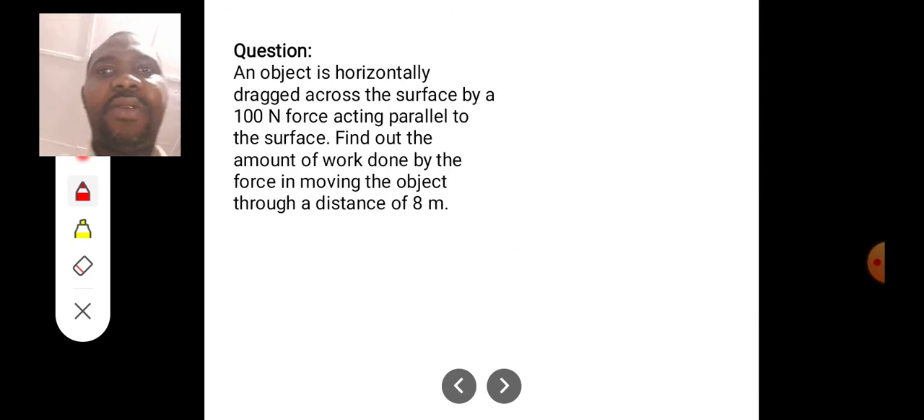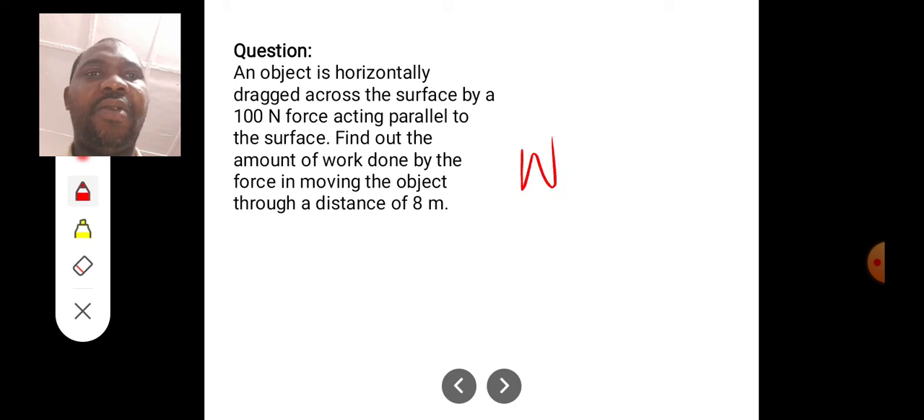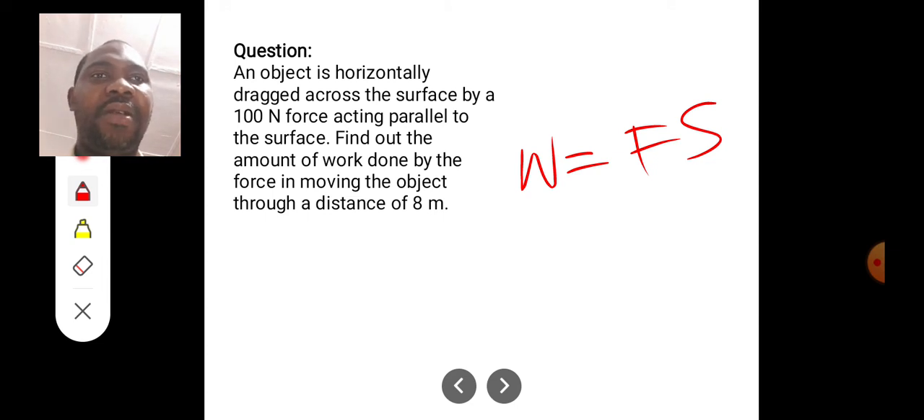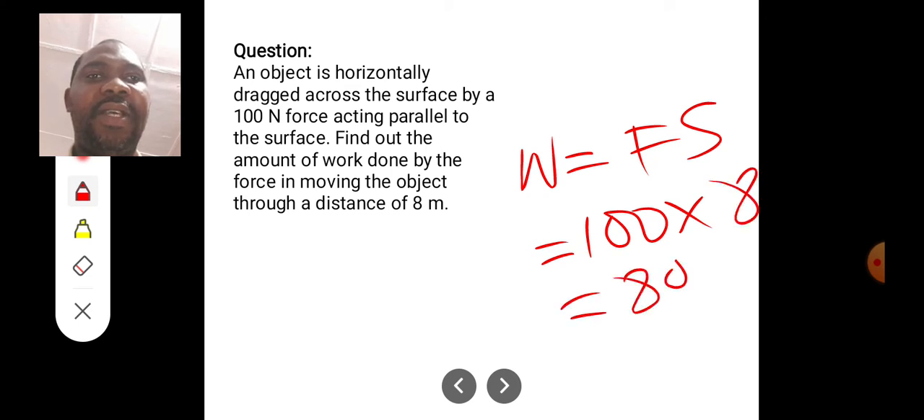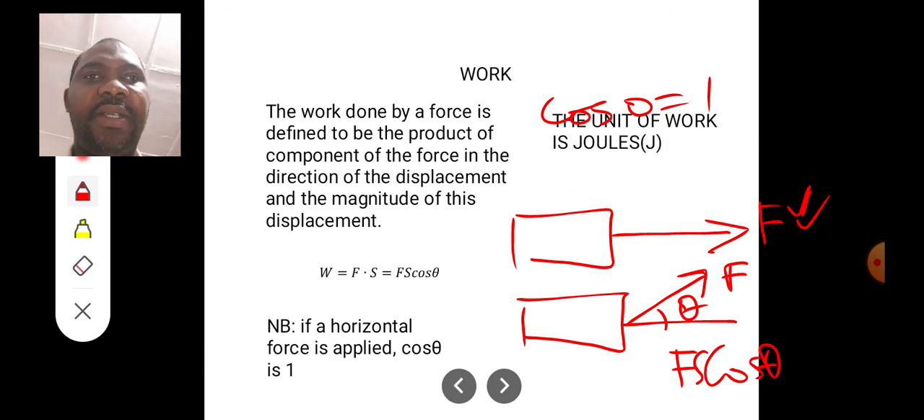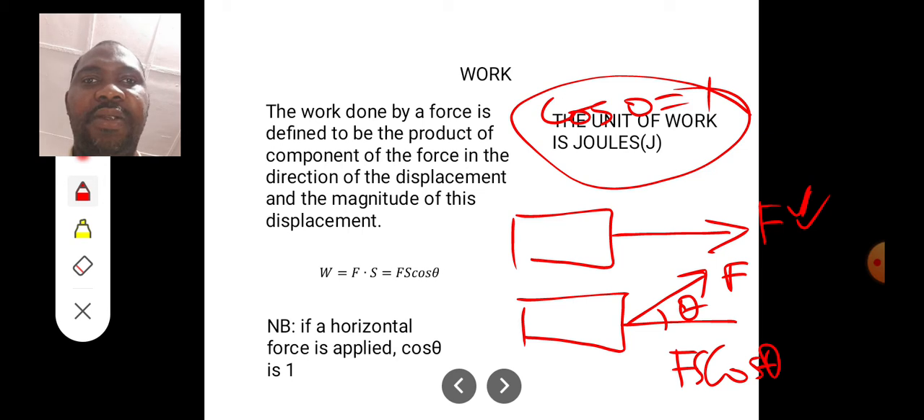Okay, now let's see a question quickly. An object is horizontally dragged across the surface by a 100 newton force acting parallel to the surface. That's horizontal. Find out how much work is done by the force in moving the object through a distance of 8 meters. This is quite easy because work here is simply force times distance, and since the force is parallel, cos theta is 1. The force we're given is 100 newtons, the distance is 8, so that gives us 800 joules. The unit of work is the joule, okay?